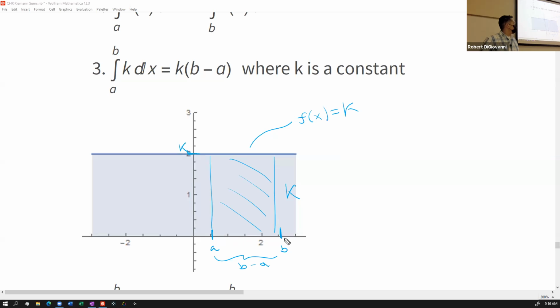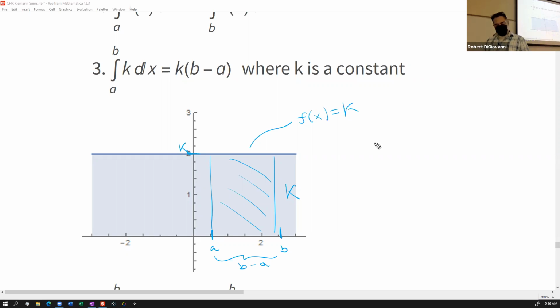Right, that's how wide this interval is, b minus a, and then the height of the whole thing is k. This is an interesting problem because it's constant. It's a rectangle. If it's a rectangle, we can find the area easily. Width times height, we're done. Does that make sense?